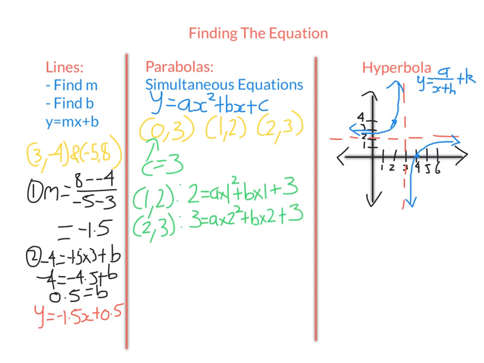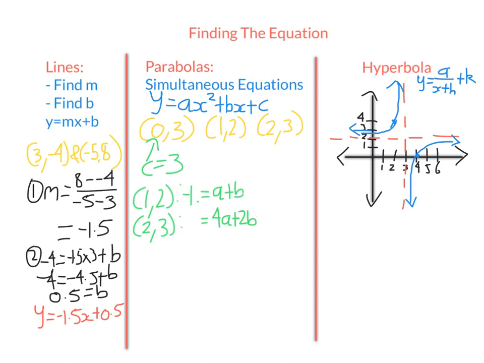So let's just make these 2 equations easier to work with. So this is just 2 equals a plus b plus 3, 3 equals 4a plus 2b plus 3. So now, in each equation, I'm going to subtract 3 from both sides. So move the 3 over that side, move the 3 over that side. So now, I'm going to solve these 2 equations simultaneously.